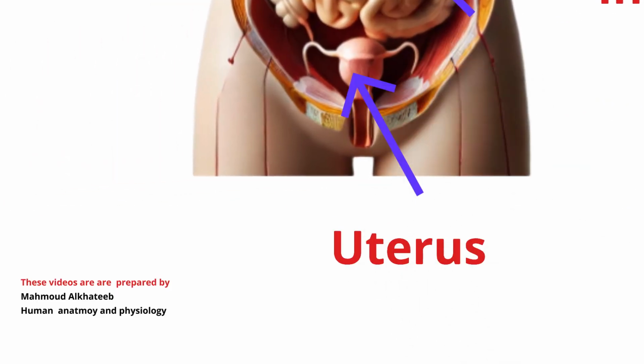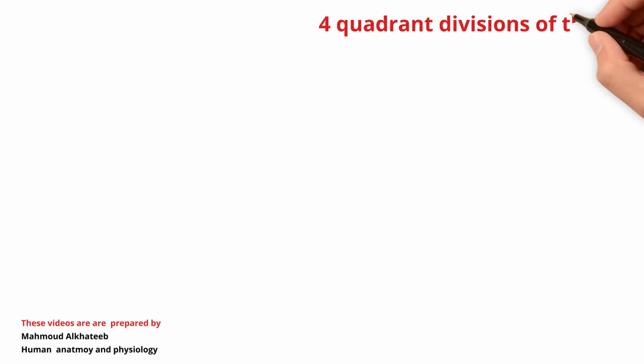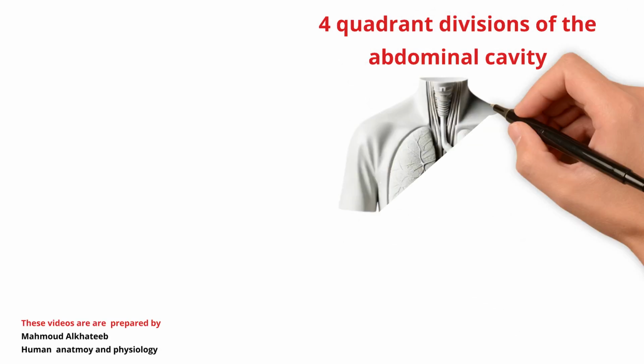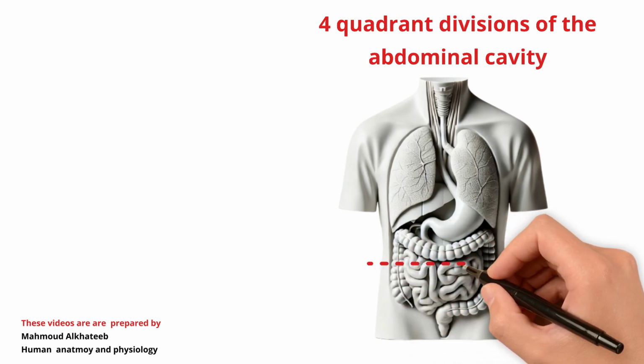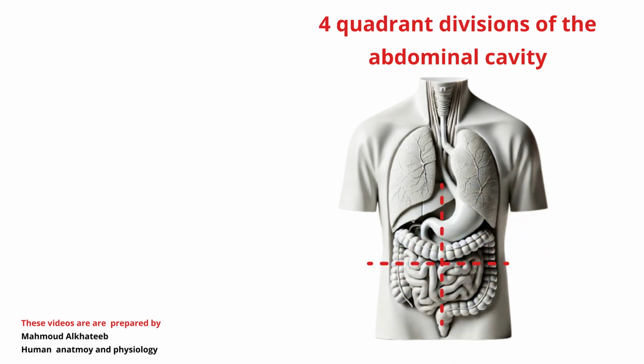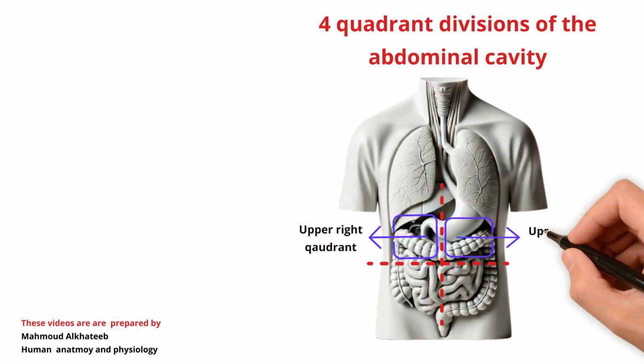With respect to the divisions of the abdominal cavity, this cavity can be divided into 4 quadrants, or 9 regions, to help locate organs and diagnose conditions. As shown in this image, the 4 quadrants are the simpler and commonly used in clinical settings. These include right upper, right lower, and left lower.